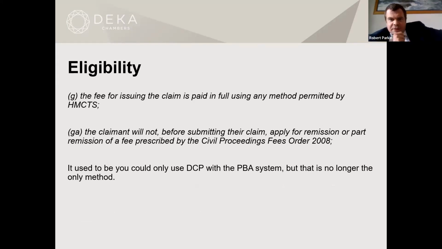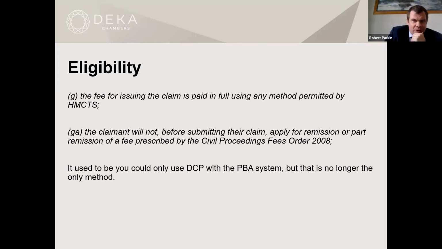The fee for issuing the claim is paid in full using any method accepted by HMCTS. The claimant will not, before submitting their claim, apply for remission or part remission of the fee. There were a number of questions in relation to that. We'll come to those specifically in due course, but there's your answer. It used to be, not so long ago, that you could only use the DCP with the payment by account system. That's no longer the case. The only requirement now is that the claim fee be paid in full.